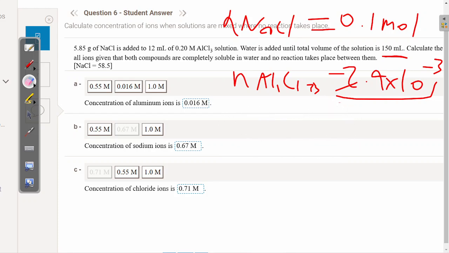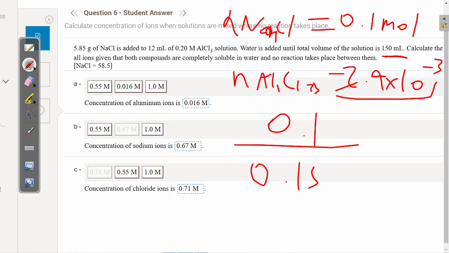For sodium, you can see that it's also 1 here, so you don't need to do all that. So 0.1 over 0.15, you will get 0.666667, so it's just 0.67.